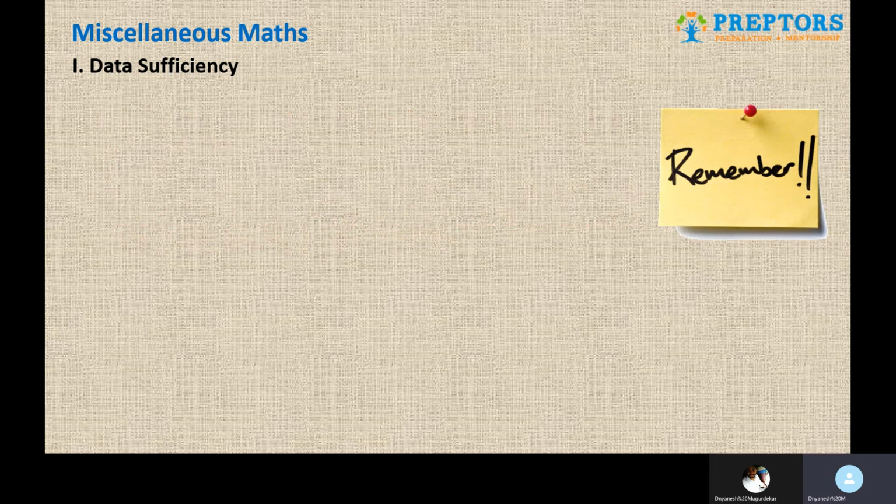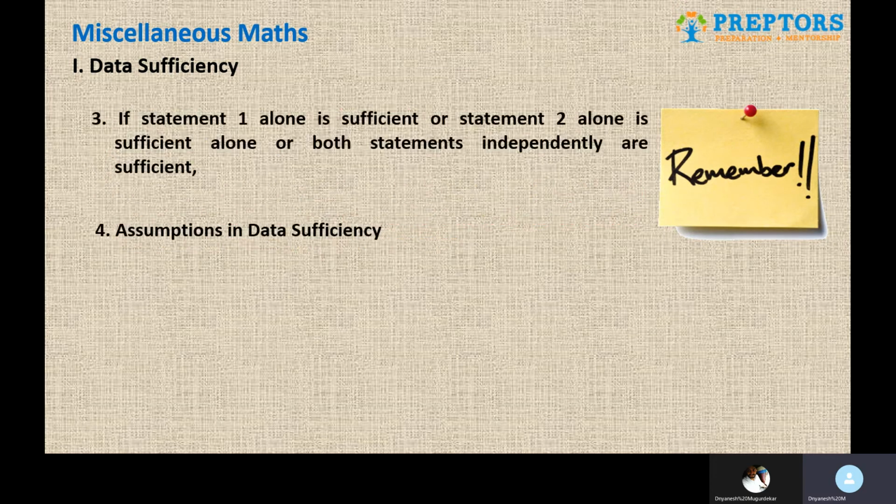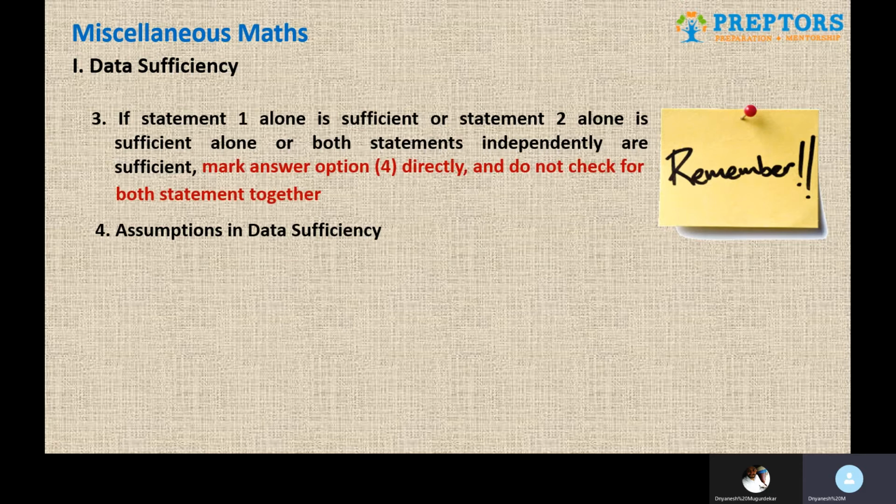Then the next one: if statement 1 alone is sufficient and 2 alone is also sufficient, then don't check the both-together scenario, because if they both are individually giving you the answer, then obviously they will definitely give you the answer after combining them as well. So do not check the together case and waste your time, but directly mark answer option 4. That is what the third note is all about.